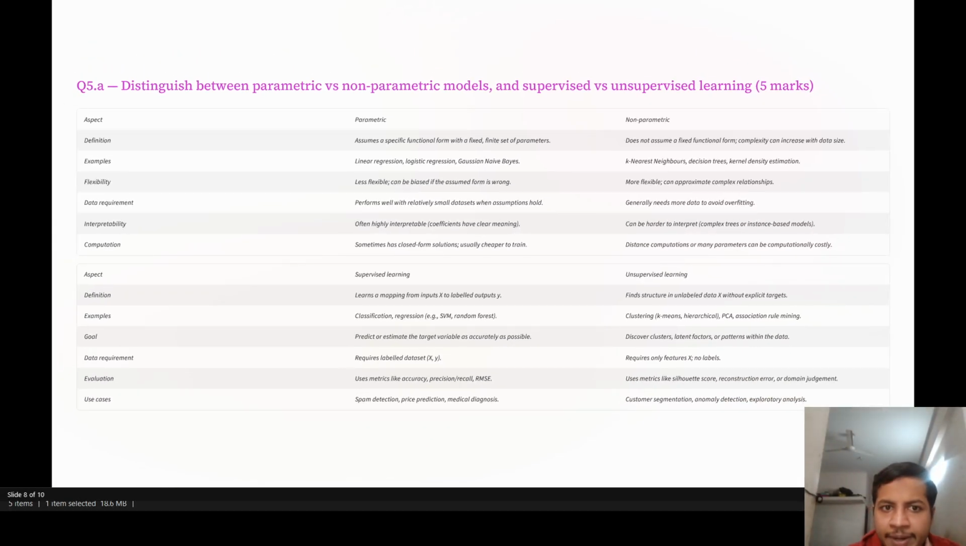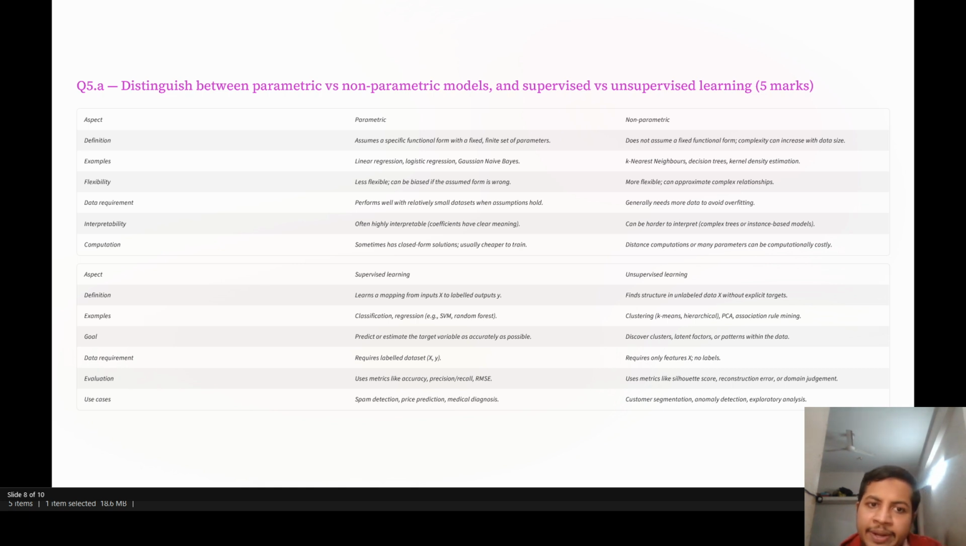Definition: parametric models assume a specific functional form with a fixed finite set of parameters. Non-parametric models do not assume a fixed functional form, and complexity can increase with data size. Examples of parametric are linear regression, logistic regression, Gaussian naive Bayes, and in non-parametric we have k-nearest neighbor, decision trees, kernel density estimation.